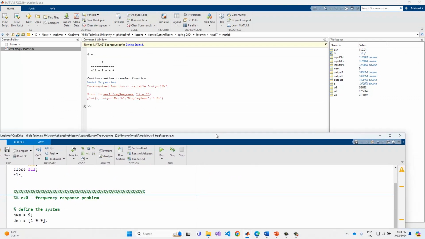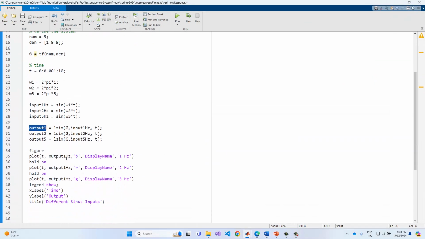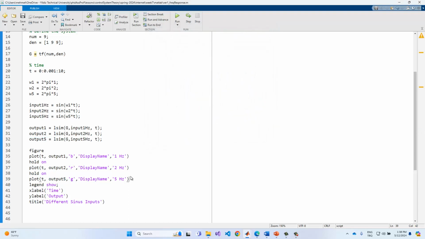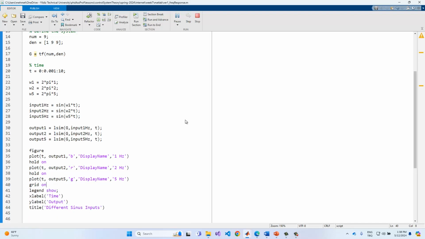And so if I run this code, I'm sorry, the output 1 Hertz, output 1, output 2 and output 5. Okay, so grid on must be also given in here.